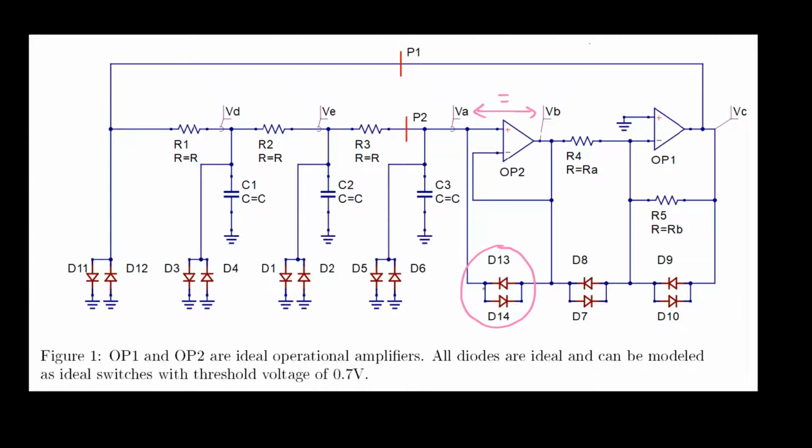And because a diode requires a certain voltage difference in order to turn on, these two diodes will actually never turn on, because effectively the voltage difference between the input and the output will always be zero.